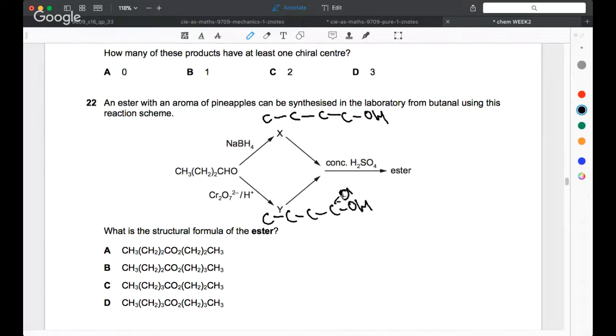OH. And then you produce an ester. So you couple the two functional groups and you have an ester. So you need to find... it has 4 and 4. So which one?